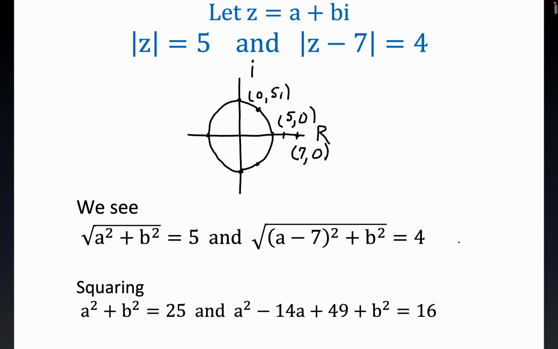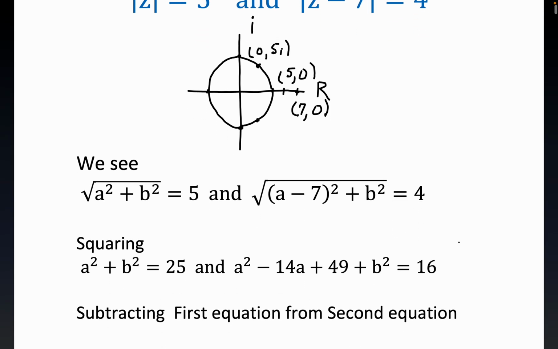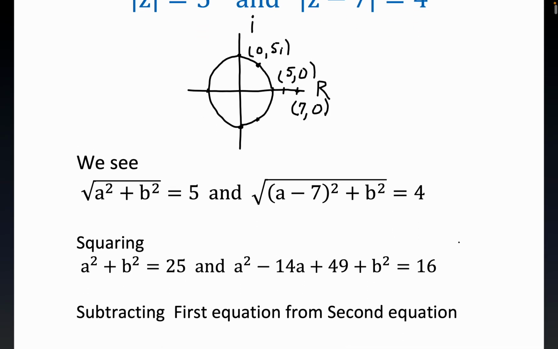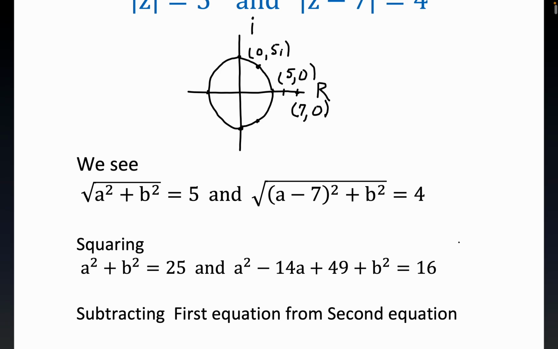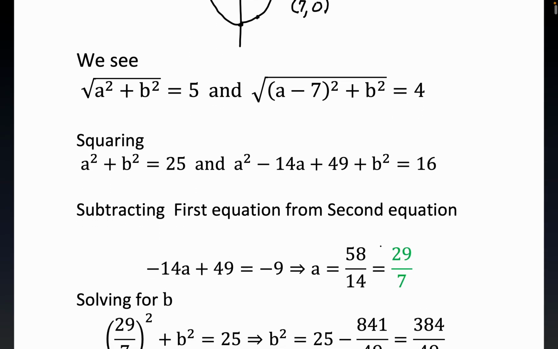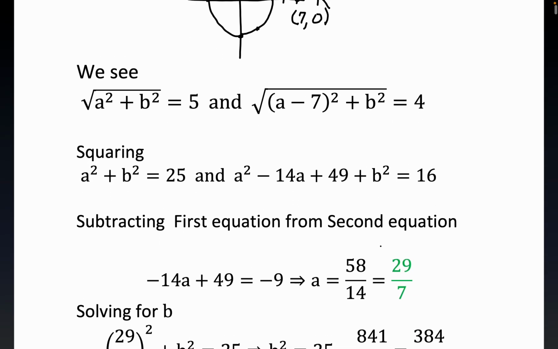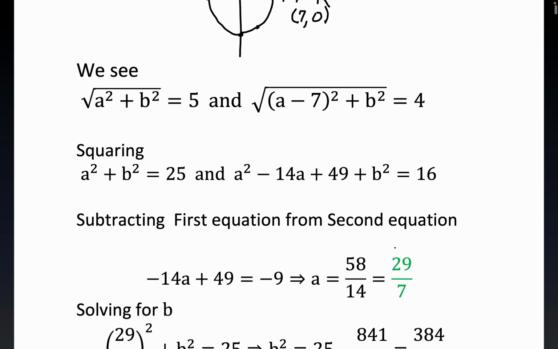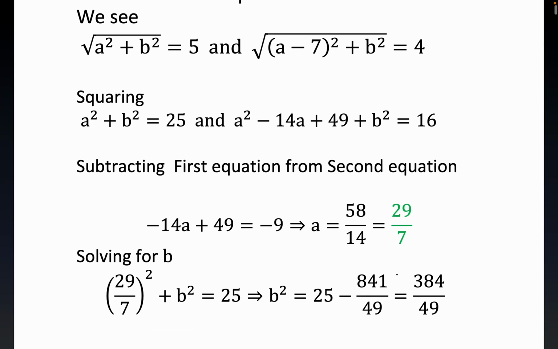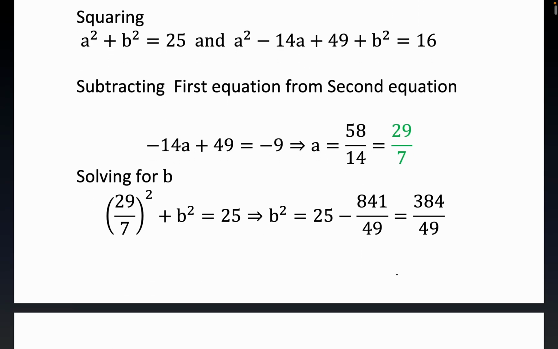Squaring, we square both sides so we can find out what A and B are, all right? Now, you can eliminate however you want. I chose to subtract the first equation from the second equation because notice the A squared and B squared terms go away. All right, and then here, all the arithmetic is done here for you, and so you get A is equal to 29 over 7. Again, I won't spend much time here. All right, and then the arithmetic here was a little nasty.